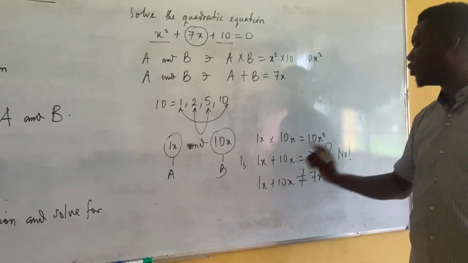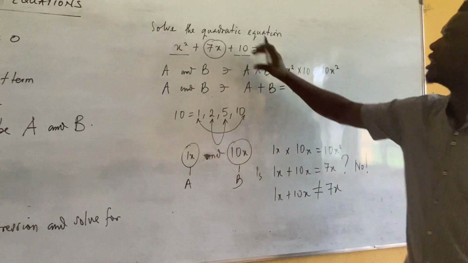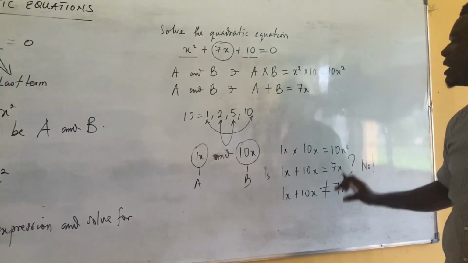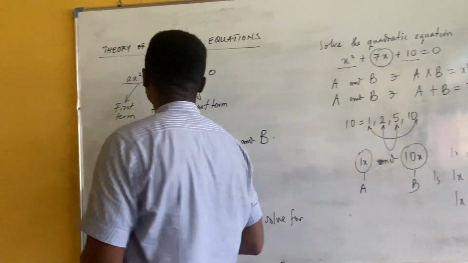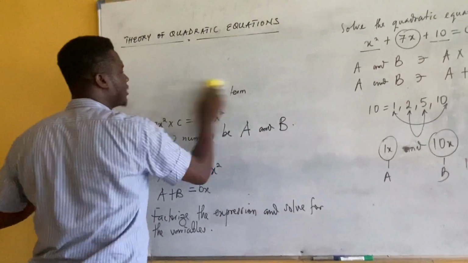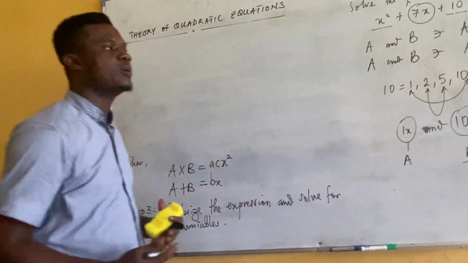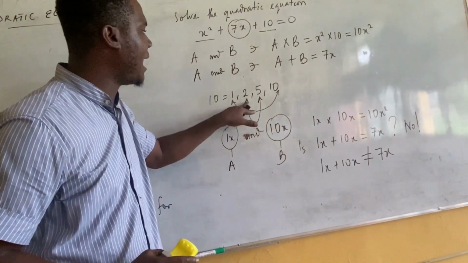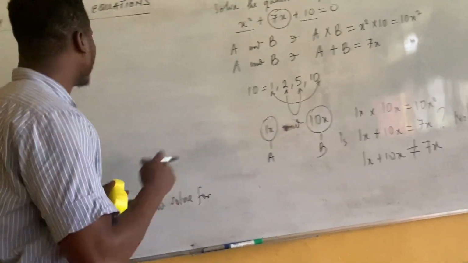And since 1x plus 10x, the two numbers we have just searched for, do not add up to give us the middle term, it means that those two numbers are not the numbers we are looking for. So come over here. What we'll now do is test the other two factors of 10. What are the other two factors of 10? The other two factors of 10 are 2 and 5. So I'm going to test them also.